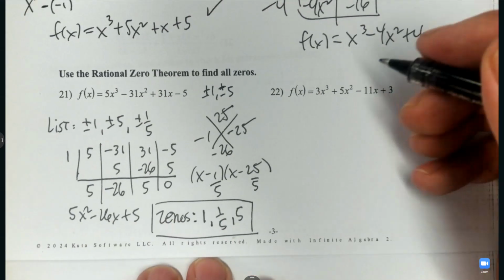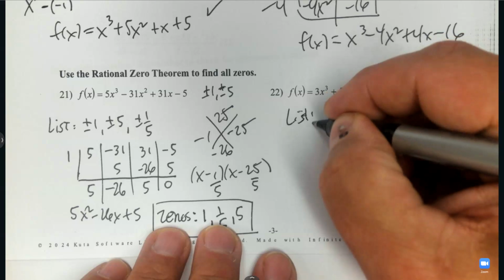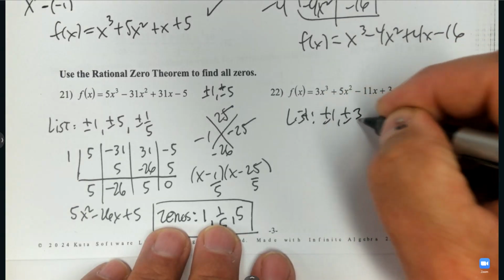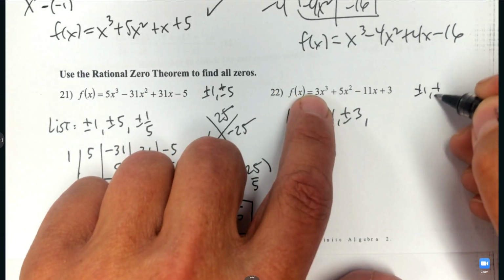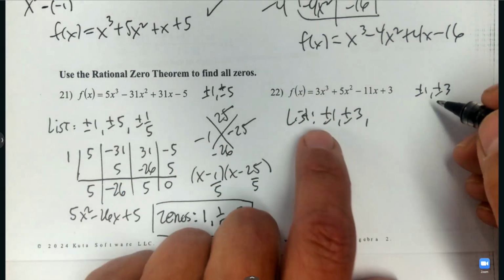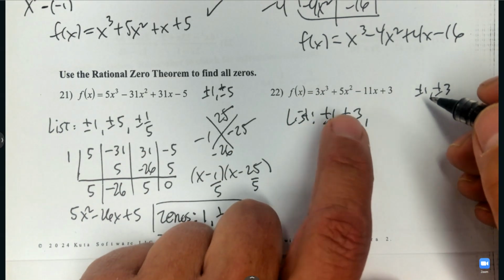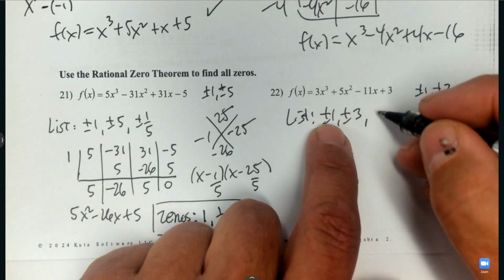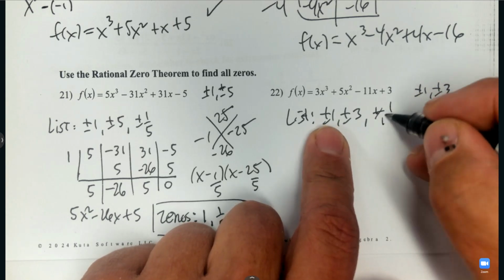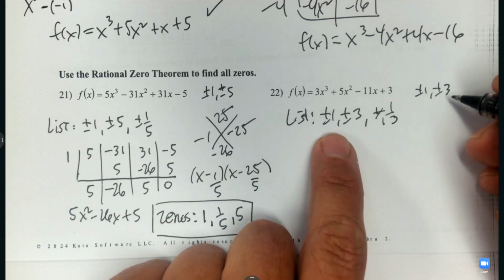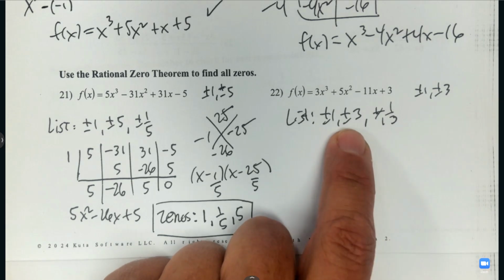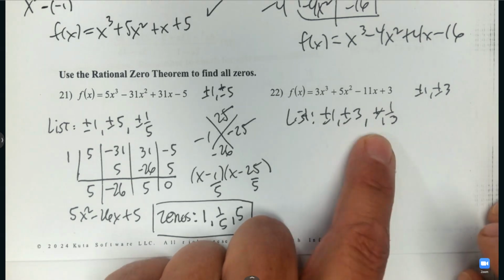Same thing here. We're going to create a list. Very similar. So it's positive and negative 1, positive and negative 3. That beginning number is 3, so we divide by that to create other numbers that may not be on my list. If I divide 1 by 3, I get 1/3. If I divide 3 by 3, I get 1, which is already on my list. So there's my complete list.